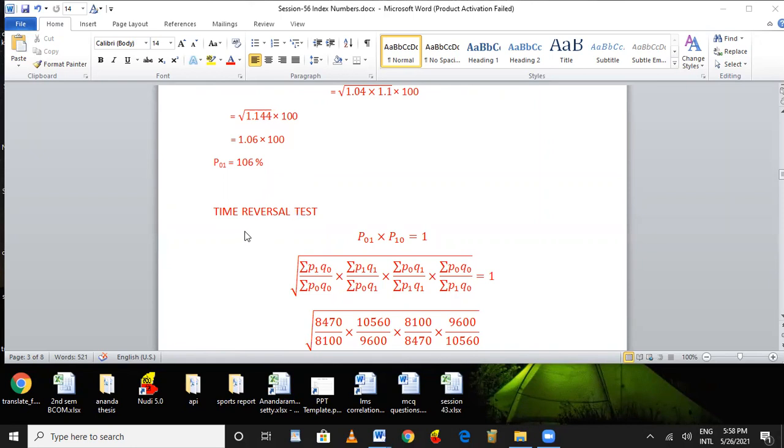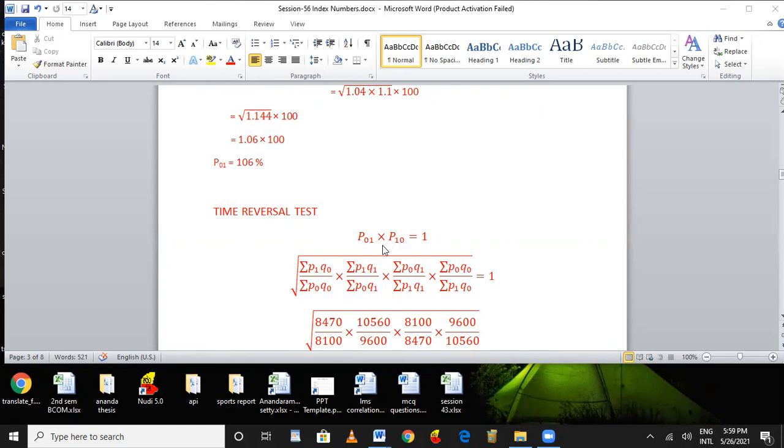Then whether it satisfies the time reversal test, we have to see here P01 into P10. P01 means price index for the base year and the current year, and P10 means price index for the current year and base year.